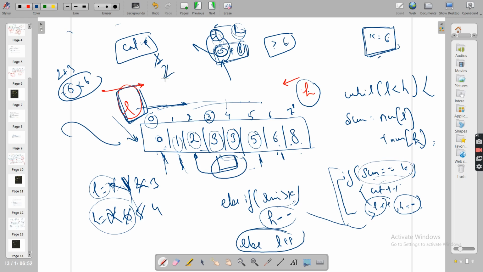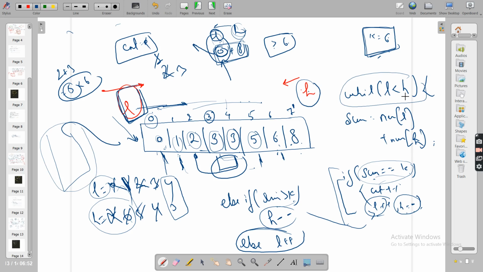So count plus plus, count is 3, L plus plus and H minus minus, so L will become 4 and H will become 3. And as you can guess, guys, L crossed the H boundary, and we know that in our answer space, L can never cross the H boundary. So this condition, L less than H, is false. No, L is not less than H, so this loop will break, and then you will return count, and count contains 3.